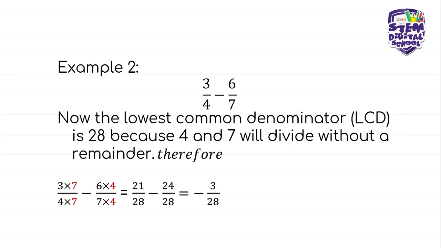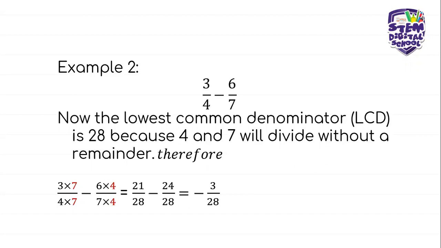Now, in this case, 28 is the lowest common denominator, it's the LCD. So how do we know 28 is the LCD? Because we know that 4 can go into 28 without a remainder. And in the same way, 7 can also go into 28 without a remainder. So 28 is divisible by 4. It's equally divisible by 7. So there's no remainder there, right?